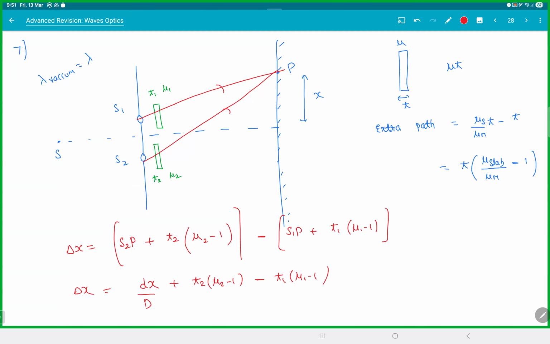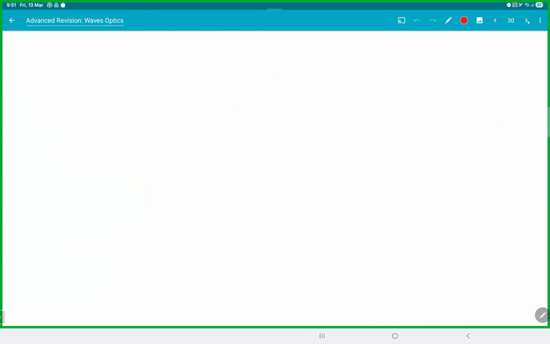Clear with this? If I put delta x equal to 0, I will get the position of central maxima. So they'll ask you by what distance the maxima is shifted and everything. Clear? This is how you derive the formula. I actually don't remember this; I always derive this. You can derive it easily. This is your standard concept. All clear with this? Now let's see the actual question.